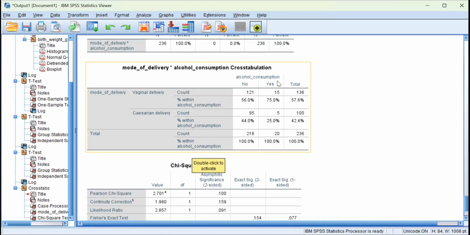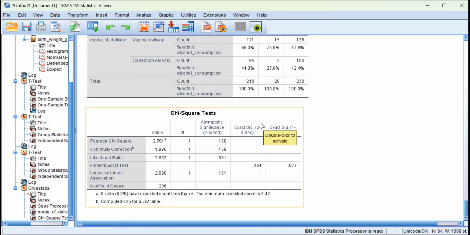Then for those who drink alcohol, as you can see here, more still give birth normally, because there are just 20 of them who drink alcohol. Out of those 20, 15 gave birth normally and 5 gave birth through CS. So you see that in all, those who gave birth normally are still more, whether they take alcohol or not.